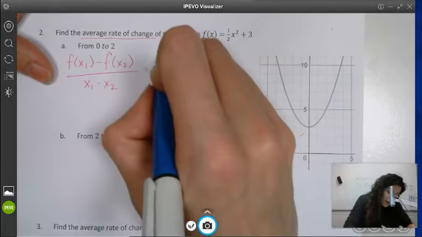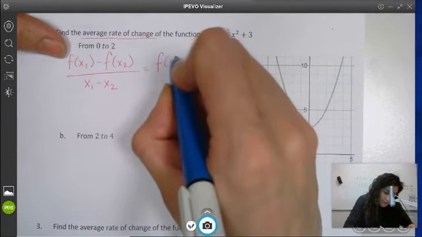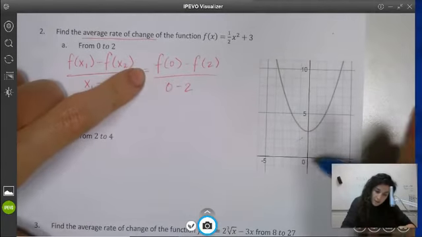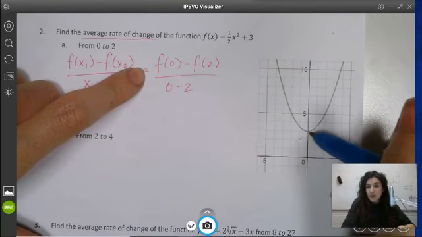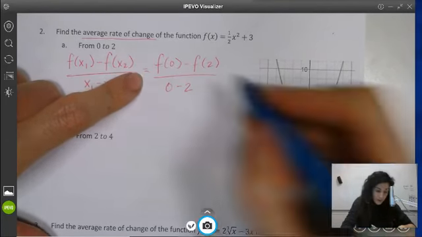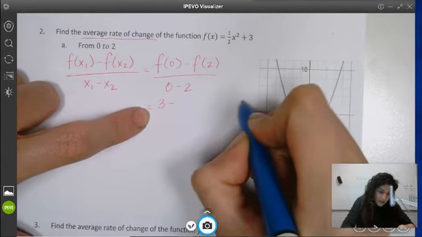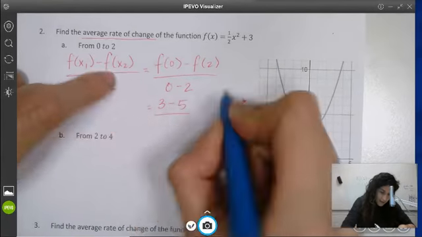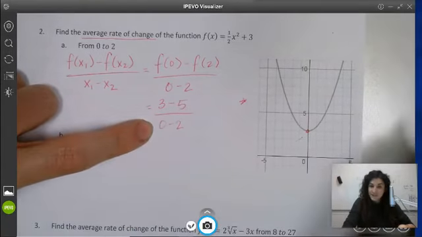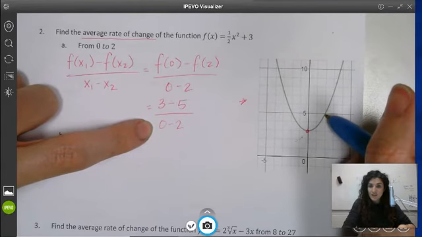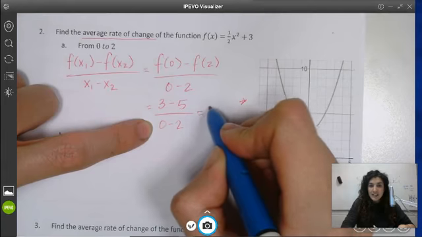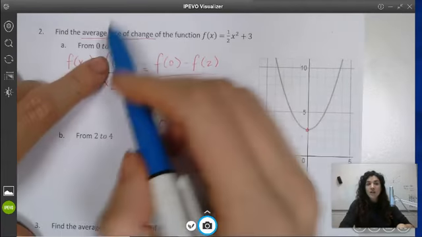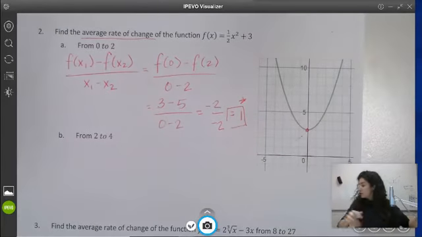So what is, between 0 and 2, f of 0 minus f of 2 over 0 minus 2? F of 0, if we go to an x value of 0, f of 0 is 3. What is f of 2? F of 2 is 5. And this will be over 0 minus 2. 3 minus 5 results in negative 2 over negative 2, in other words, positive 1. Your average rate of change on the interval from 0 to 2 is 1.